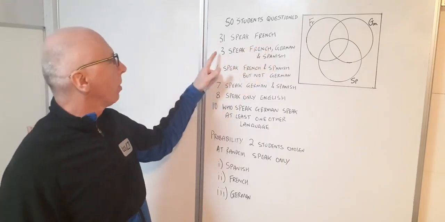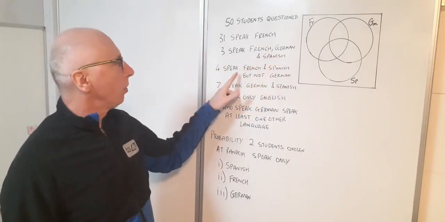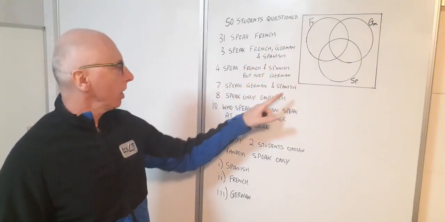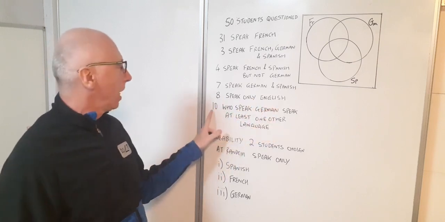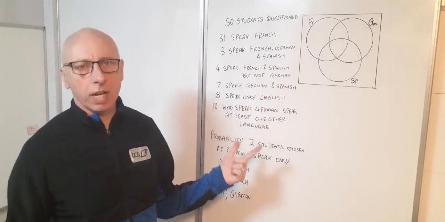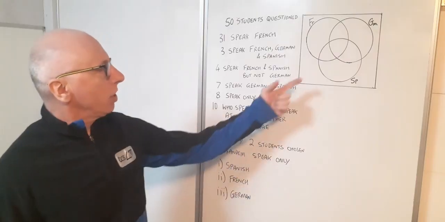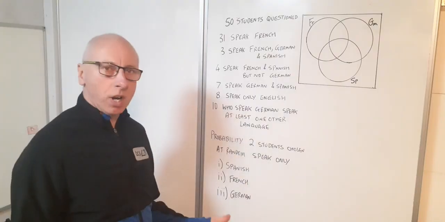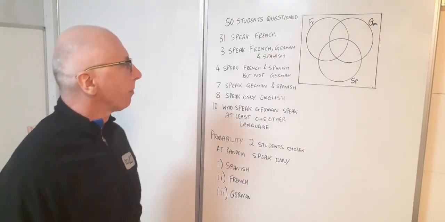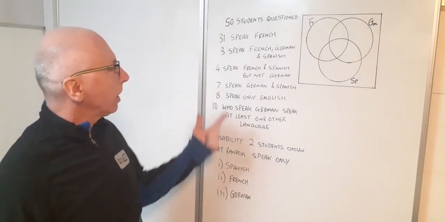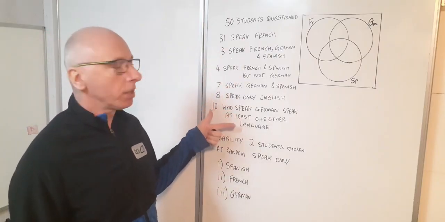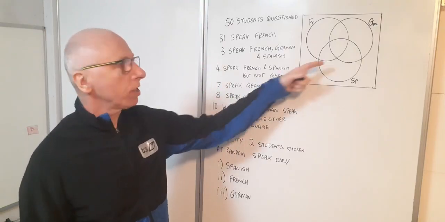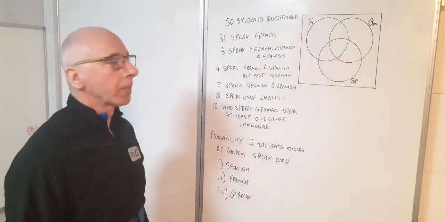31 speak French, 3 speak French, German and Spanish, 4 speak French and Spanish but not German, 7 speak German and Spanish, 8 speak only English, and 10 who speak German speak at least one other language. So I've got a setup here of a Venn diagram. That would be a really useful way of solving these probabilities. When you get a list of information and conditions about the students in this survey, we go through each one and see if we can add it into our Venn diagram.